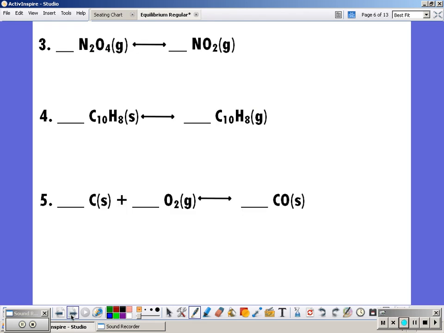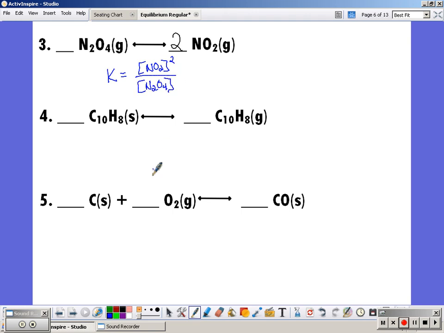In number 3, to balance, I would need to put a 2. So it's homogeneous because I have 2 gases. So my equilibrium expression would be my product divided by my reactant.